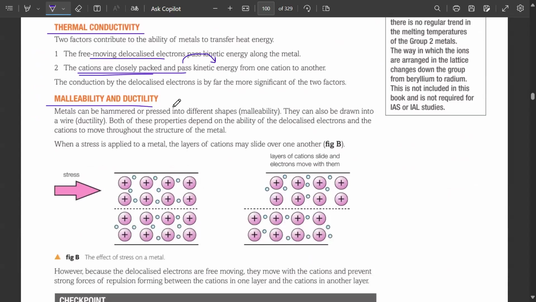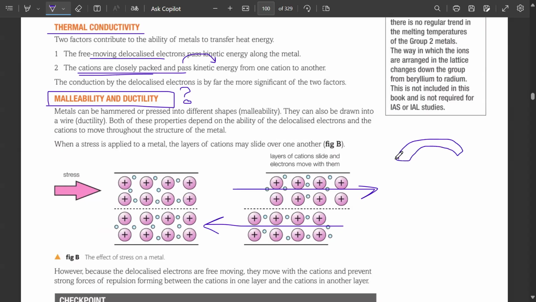And why are they malleable and ductile? Can you tell me? It's because of the electrons which allow them to move through the metal. The delocalized electrons move through the cations, so they can slide over each other. There are layers. Ductile means to bend.